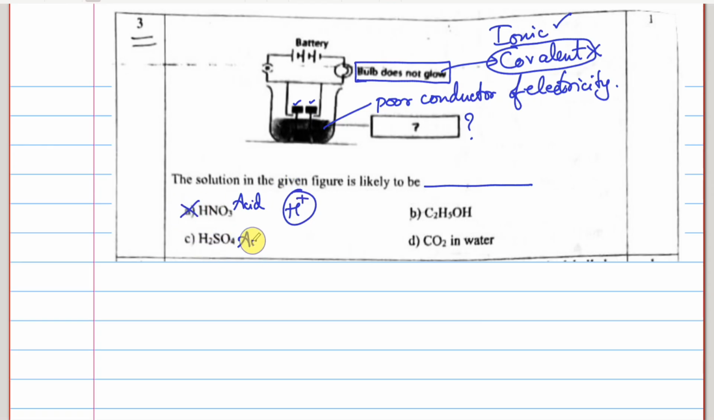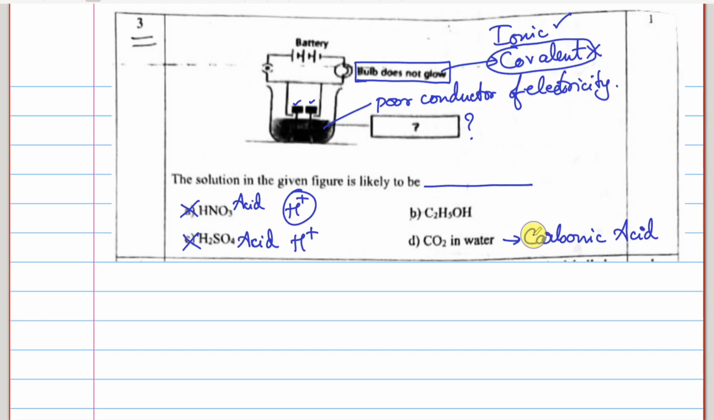H2SO4 is again an acid. Acids dissociate in water to form H plus ions, so this again won't be the covalent compound. Carbon dioxide in water. Carbon dioxide is covalent compound, but when it is dissolved in water, it forms carbonic acid. Carbonic acid, which is used in cold drinks, right?